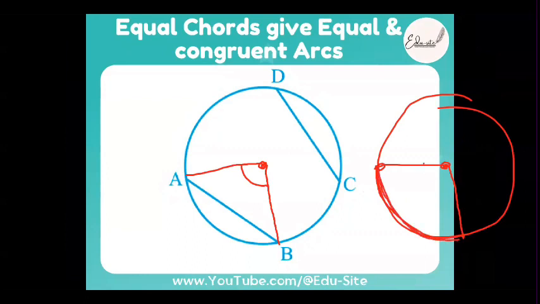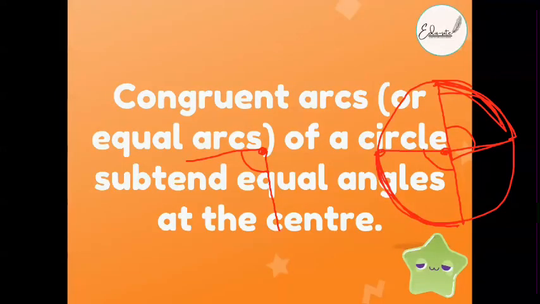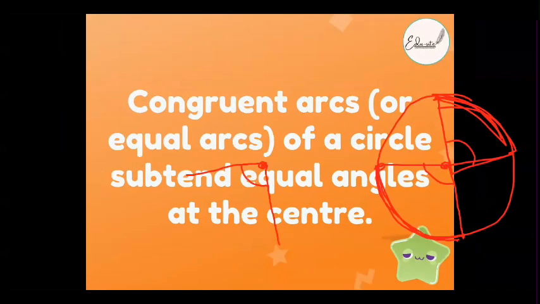So if you have the circle and you just draw 1, 2 points, then this arc subtends an equal angle. If you draw two equal arcs, they subtend equal angles at the center. So about the arc, there are two properties discussed. One is that equal chords subtend equal arcs, correct? And the second property is that congruent or equal arcs subtend equal angles at the center of the circle. Okay?